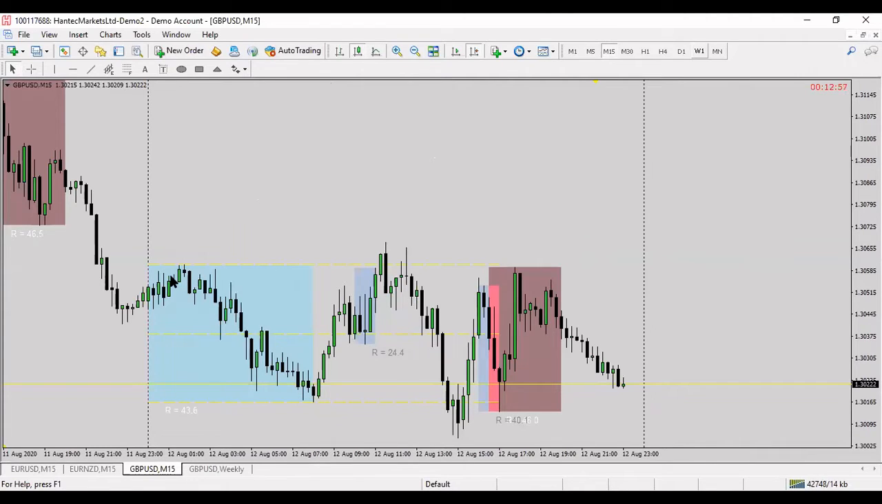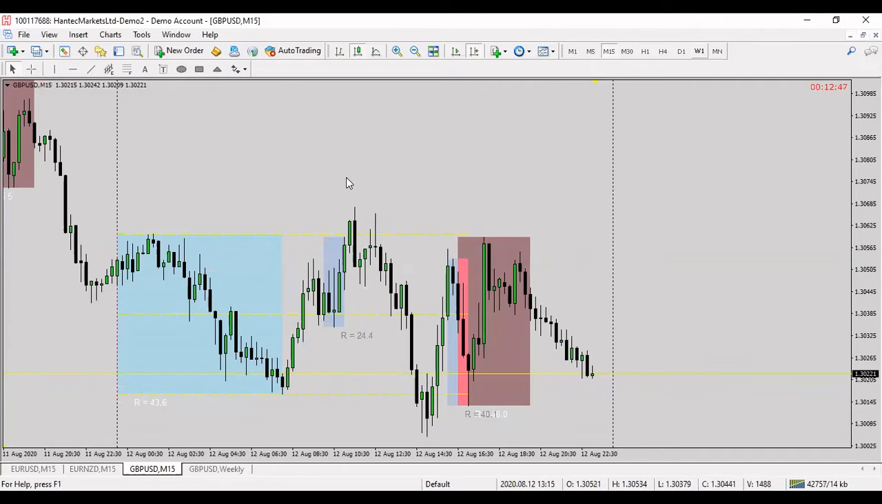Someone is asking, this indicator is for only MT4. It won't work on MT5. We have MT4 on our platform, so please download it. It makes things very simple for you. It's for only MT4, it won't work on MT5.